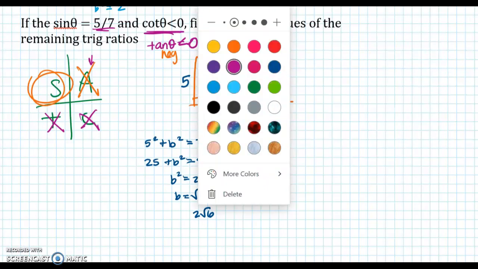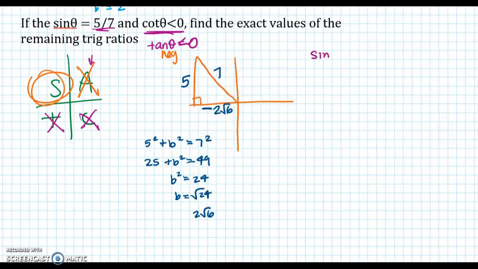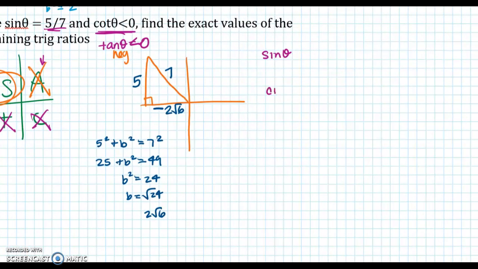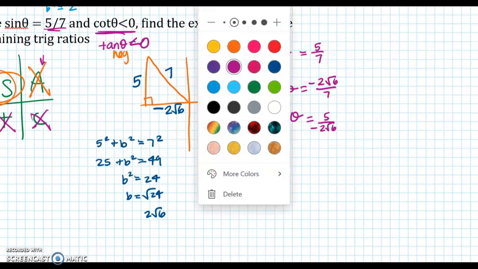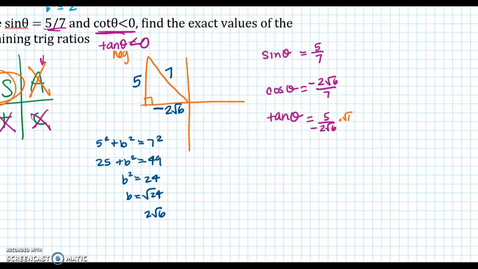Now I have all the information I need to do my sine, cosine, and tangent, and in turn, my cosecant, secant, and cotangent. I just wrote down secant. So, sine we already knew, but again, I get in the habit of just writing things down. Cosine is negative 2 root 6 over 7, and then tangent is 5 over negative 2 root 6. And then we'll rationalize.